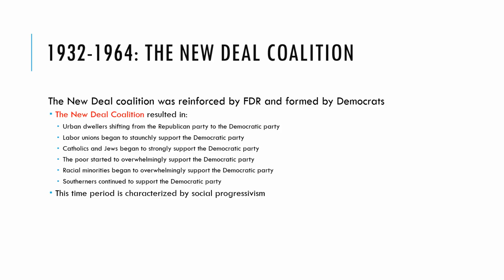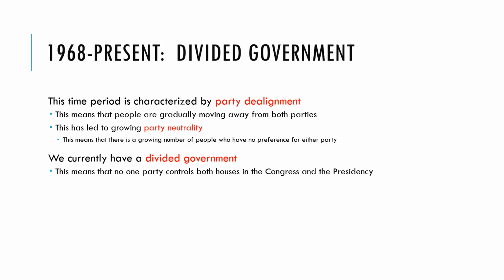The poor started to overwhelmingly support the Democratic Party because the plans that were being put in place by the New Deal directly impacted them and helped them out. Racial minorities began to overwhelmingly support the Democratic Party, largely because of the same programs that existed for the poor. And Southerners continued to support the Democratic Party because it's the party that they had always supported. This time period is characterized by social progressivism. Southerners also support the Democratic Party because, once again, they're largely negatively hit by the Great Depression, so a lot of the programs that are put in place also benefit them.